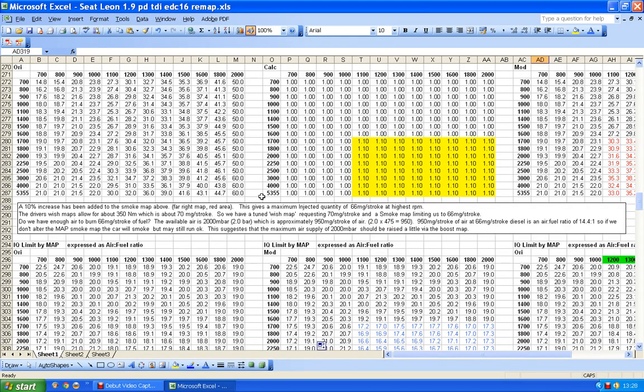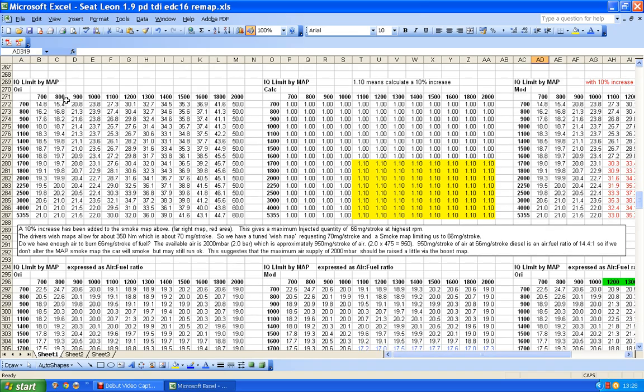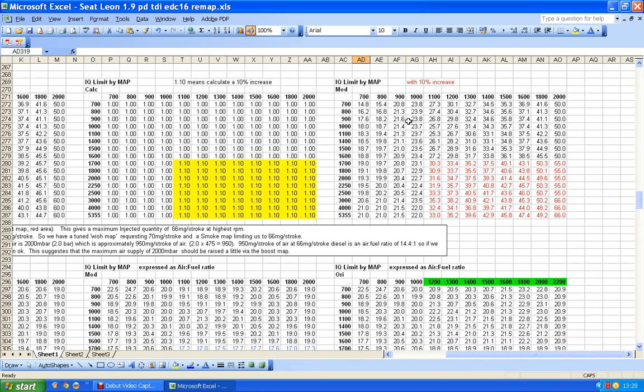Okay, in this video I'm returning once more to the smoke map, or injection quantity limited by map, manifold absolute pressure. If you watched the previous video on this, you'll know that that was our original map. That was the calculator I was using to change the map, and this over here is the new map.